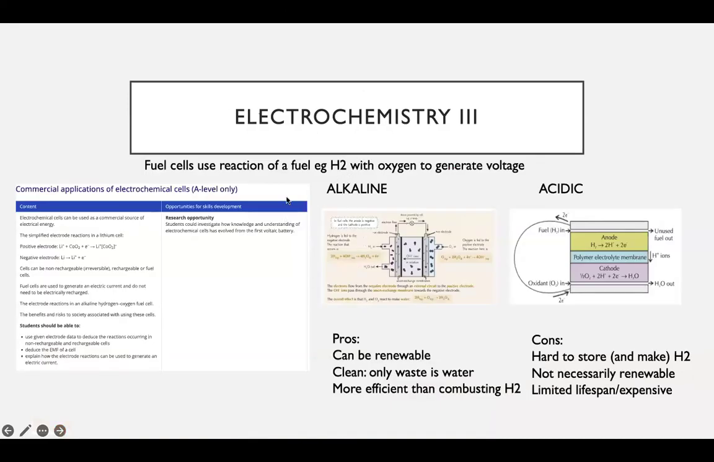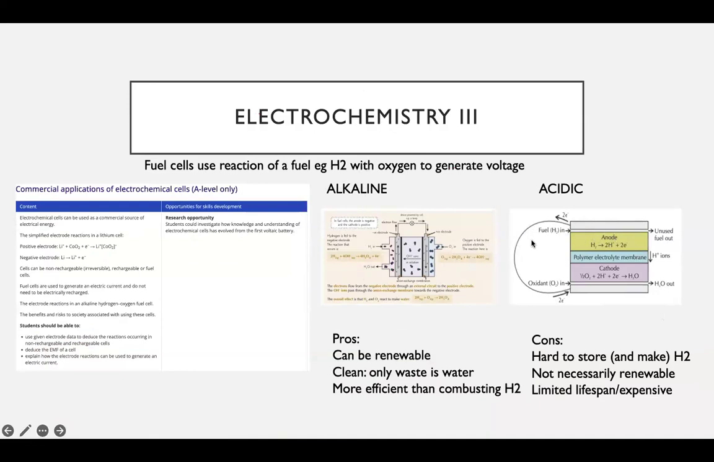Fuel cells, let's just do this quickly. A definition of a fuel cell is when a fuel like hydrogen reacts with oxygen to generate a voltage. And this is one way of generating electricity, and the reactions are shown here. So you can do this acidically or you can do it alkalinely. So let's look at acidic first then. This is the reaction that happens.